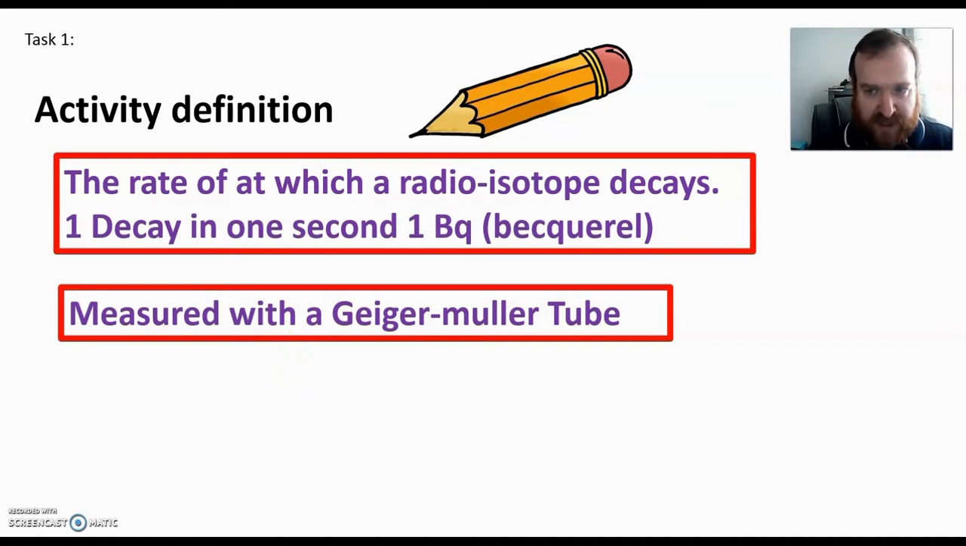So that's what activity is. That's what that process is, measuring how many radioactive things happen in a second.